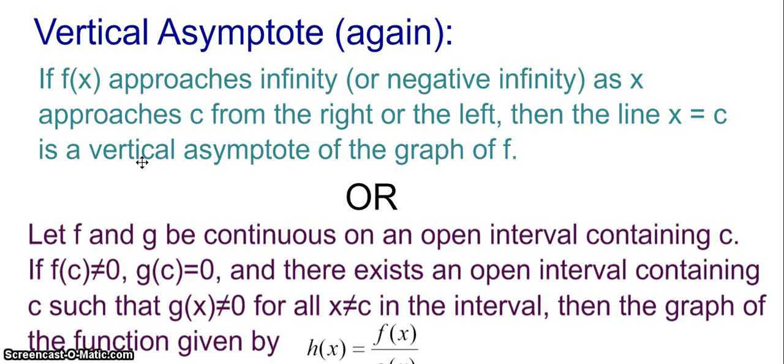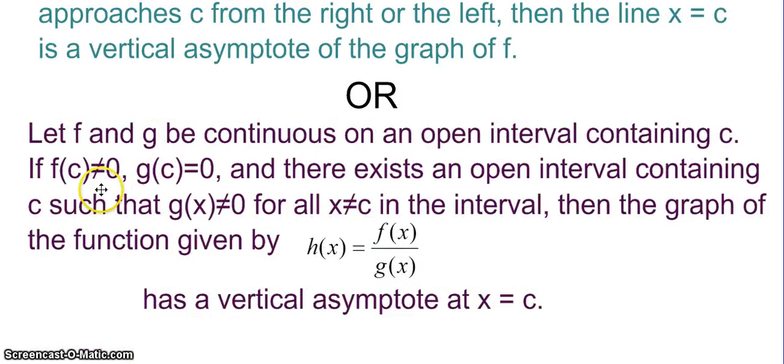So, vertical asymptotes again. If f of x approaches infinity or negative infinity as x approaches c from the right or the left, then the line x equals c is a vertical asymptote of the graph of f. Remember, we have vertical asymptotes in more functions than just rational functions. We saw them in logs right at the very end of first semester as an example.